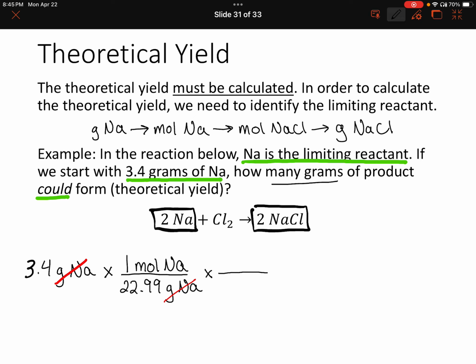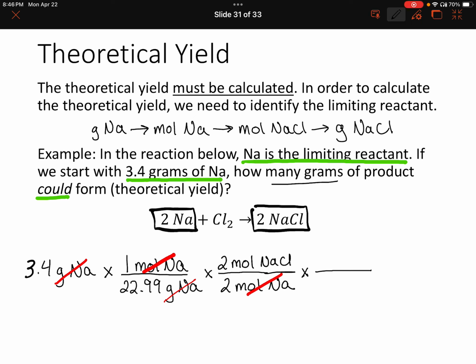So there's a 2-to-2 ratio here, and we're solving for sodium chloride. So 2 moles of sodium chloride will go in the numerator, and 2 moles of sodium will go in the denominator. And again, we're setting this up so that units will cancel as we go along. Now, instead of solving for this step, we're just going to keep going and add in our next conversion factor.